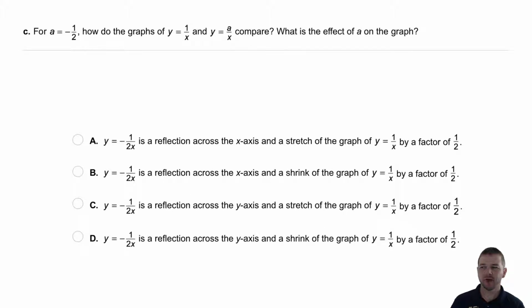Part C. For a equals -1/2, how do the graphs of the parent function and y equals a over x compare? What is the effect of a on the graph?